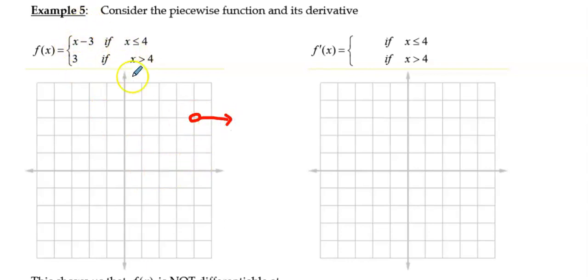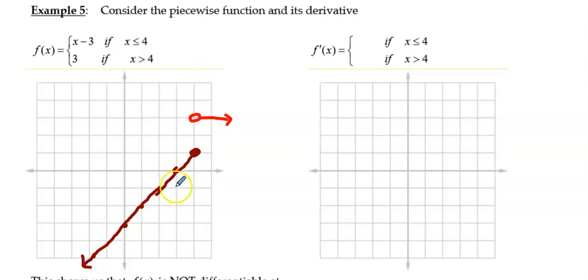And again, I'm going to keep it open because it's not equal to. And then when x is less than 4, we're going to have the line x minus 3. So let's look at x minus 3. We're going to go ahead and just slope, like so, and draw ourselves a little line here. So this is what the piecewise function looks like.